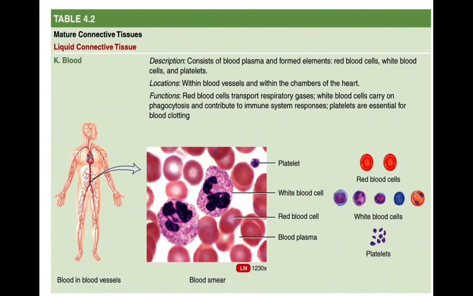And then lymph is also going to be a connective tissue. So with the blood, it's going to be found within the blood vessels and the chambers of the heart. Its job, it's going to transport respiratory gases. White blood cells you use for your immune system, platelets for clotting.